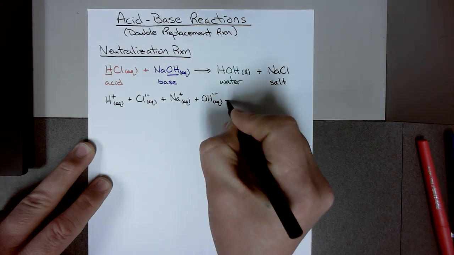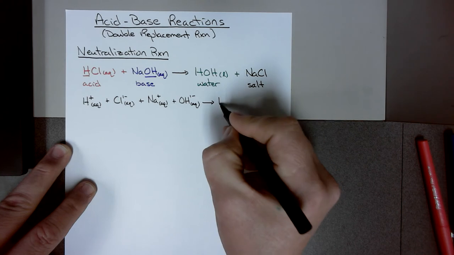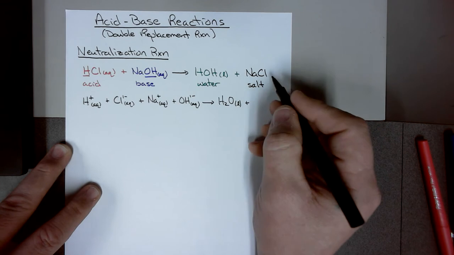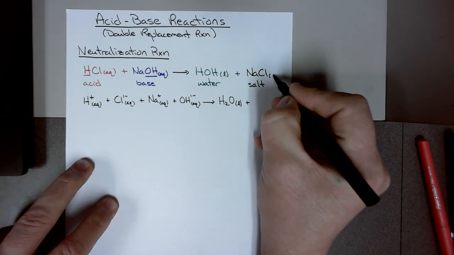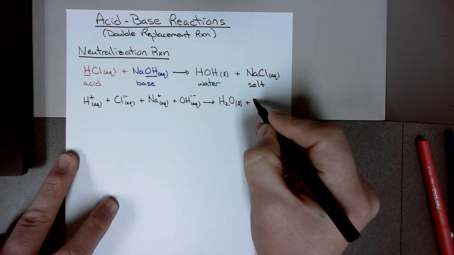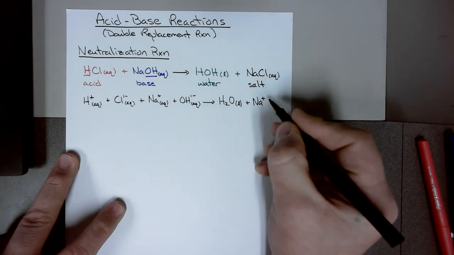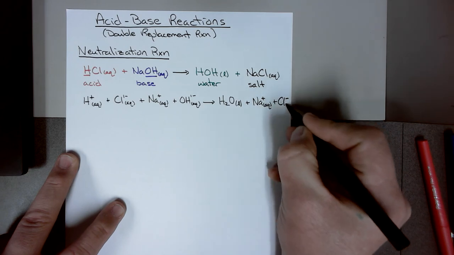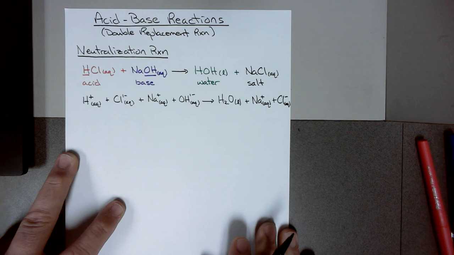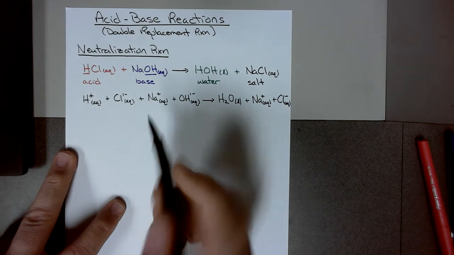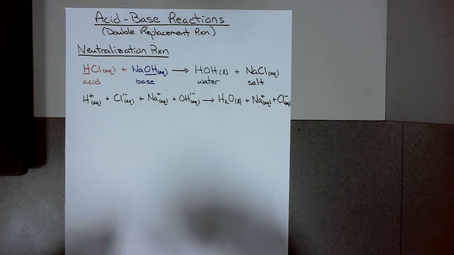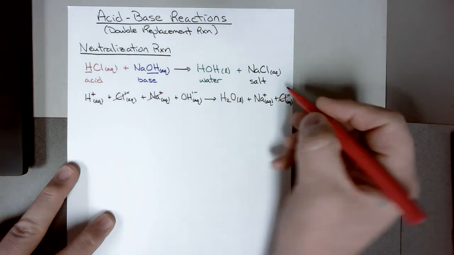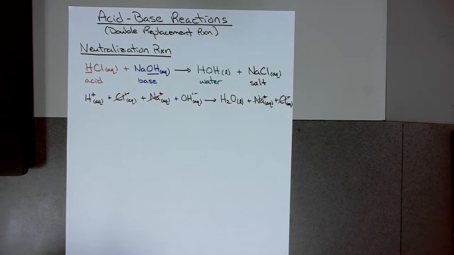aqueous, and they produce water, and I'm going to write it as H2O now, which is liquid, and this is aqueous. I forgot to write aqueous up here, so that's an Na plus ion, aqueous, and a Cl minus aqueous ion. So if you notice on both sides, the chlorine is exactly the same and the sodium is exactly the same. So those are my spectator ions.